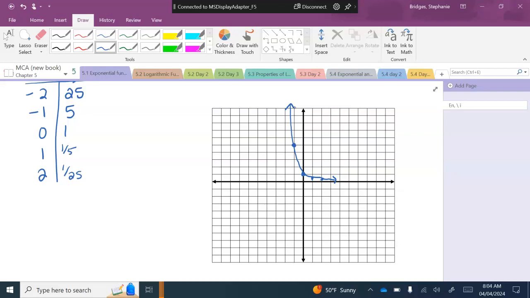Yep, and then you just do those 5 squared. Okay.